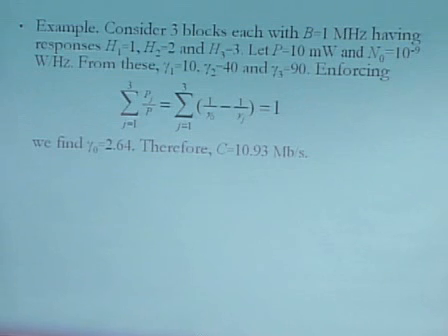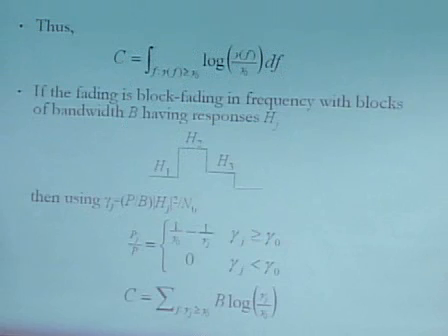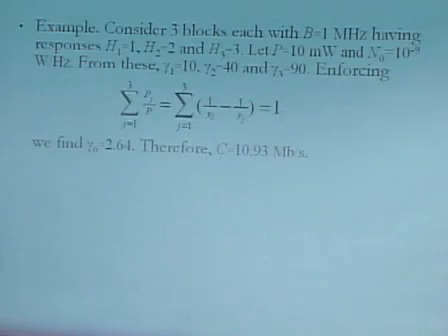And here's a baby example. Say we have 3 blocks, each one of 1 megahertz, with responses h1 equal to 1, h2 equal to 2, h3 equal to 3, and say we have a total power of 10 milliwatts. And the noise density is the usual 10 to the minus 9 watts per hertz. So using this formula, we can compute gamma 1, gamma 2, and gamma 3. You can just plug in the numbers, and you'll find that gamma 1 is equal to 10, gamma 2 is equal to 40, and gamma 3 is equal to 90.